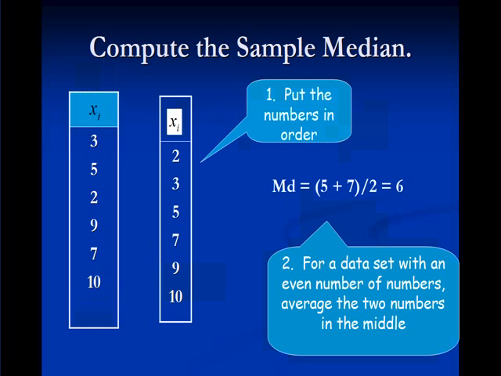To compute the sample median, the first thing we need to do is just put the numbers in order. And then select the number in the middle. In this case, we have an even number of numbers, so the median is between 5 and 7. We'll just split the difference, and we've got 6.